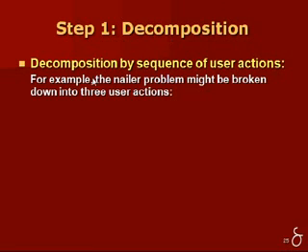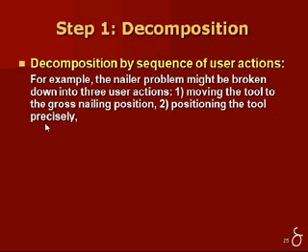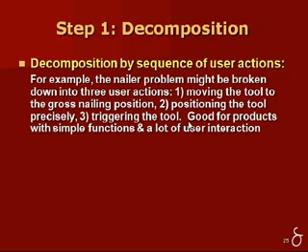For instance, you can break it down by user actions. So, for instance, for a nailer, the first thing the user may do is to move the tool into a gross nailing position. What we mean by that, it's not quite the final nailing position, we want to get it close. The second action would be to position the tool precisely and then to trip the tool. Trigger it, give it the information that we want to nail it at that point.